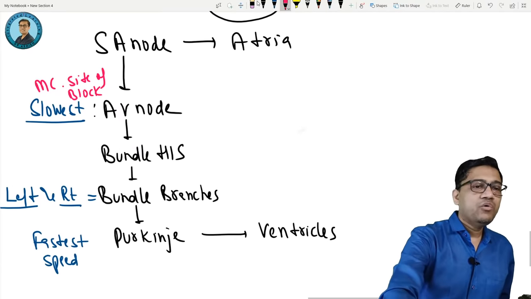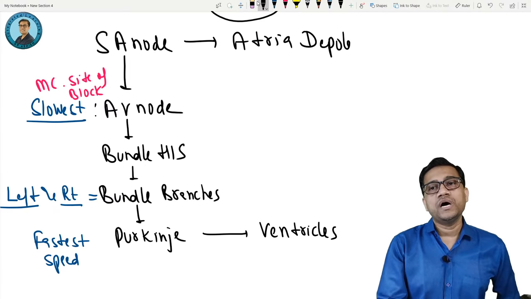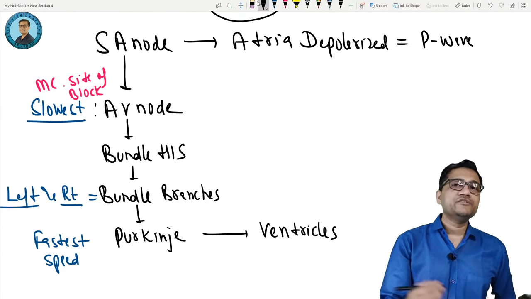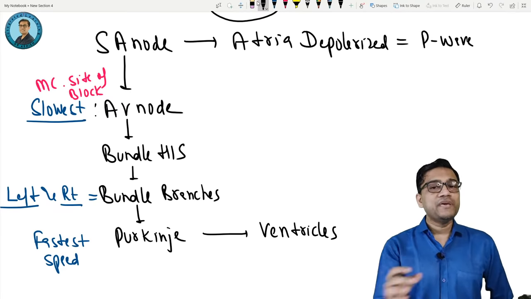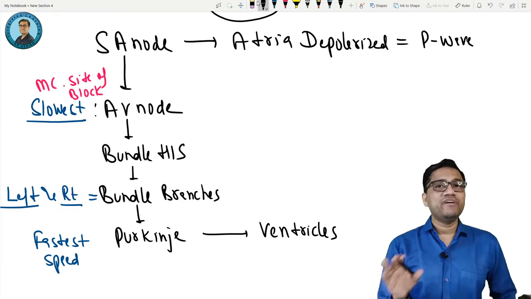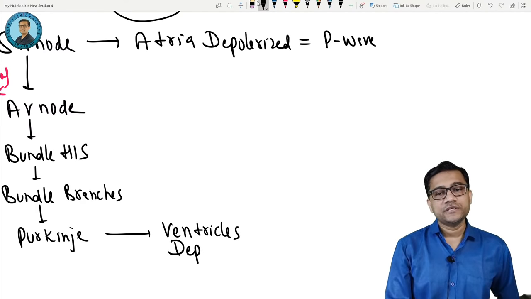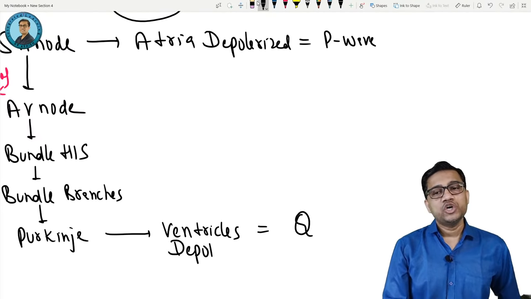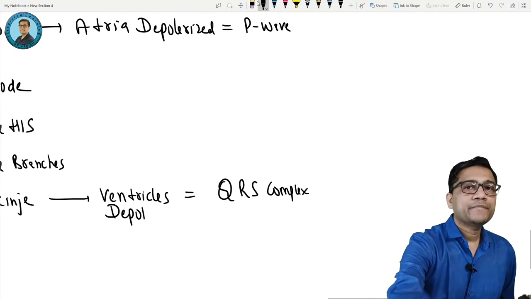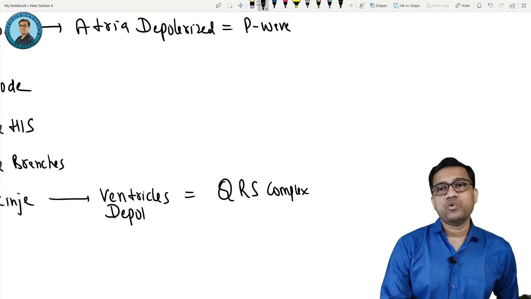Are you clear? Now, when the atria get current, the atria get depolarized, and this produces the P wave in the ECG. So which wave is produced by atrial depolarization by the SA node? P wave. Now the current will travel, so the P wave will have to wait for some time. Then the current reaches the ventricles and the ventricles get depolarized. That produces the QRS complex. So atria create the P wave, ventricles create the QRS.